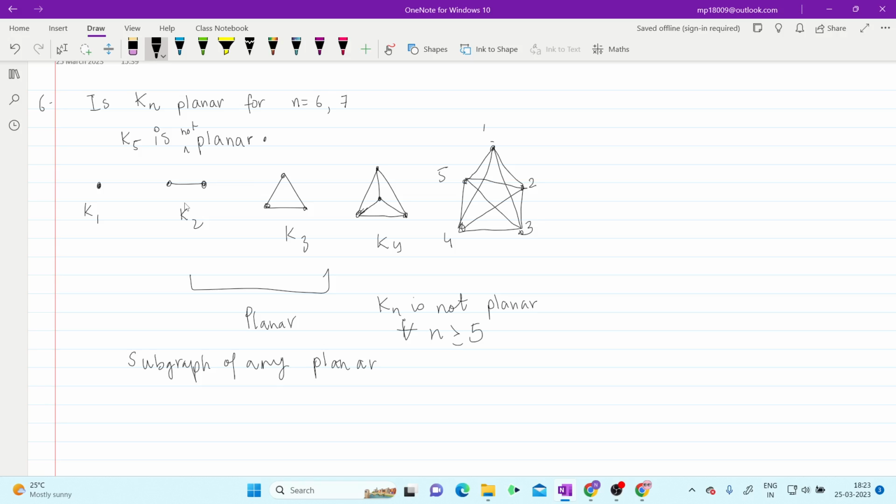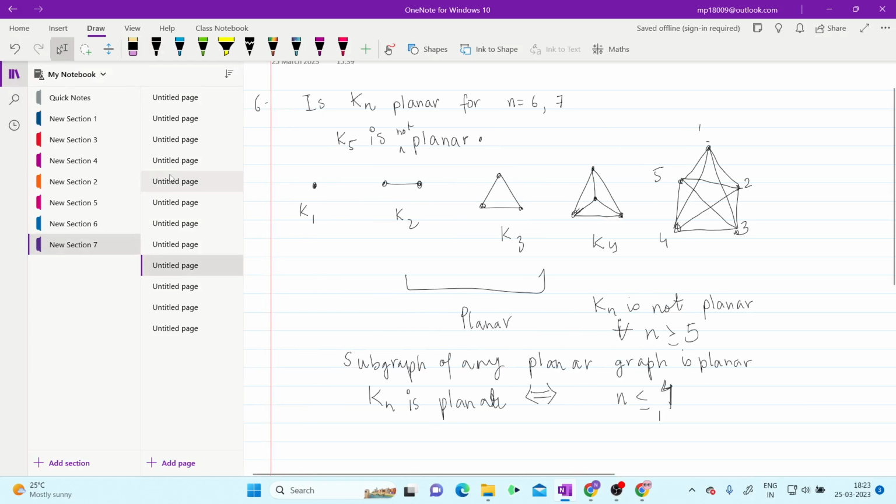Therefore, we can say that Kn is planar if and only if n is less than or equal to 4. Okay, so is this question clear to everyone?